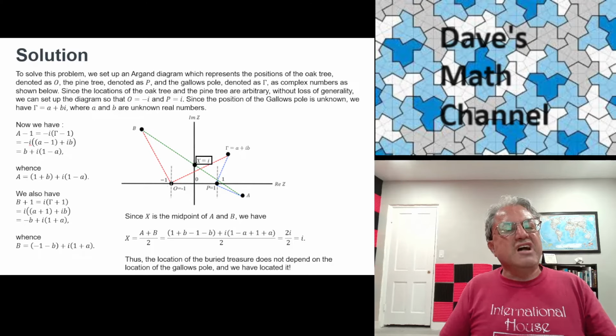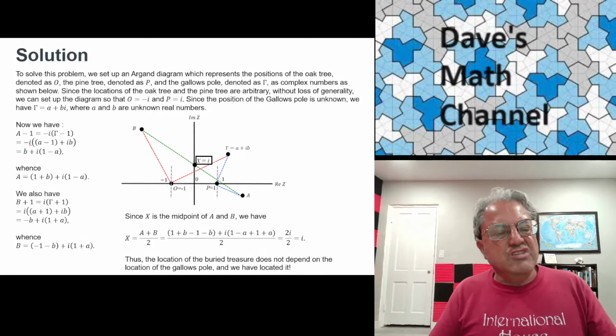A is minus I times gamma minus 1, and when you work out the coordinates, that works out to be B plus I times 1 minus A. That is capital A represented as a complex number. So we've located our first stake. And it still depends on A and B. It still depends on the location of the gallows pole.